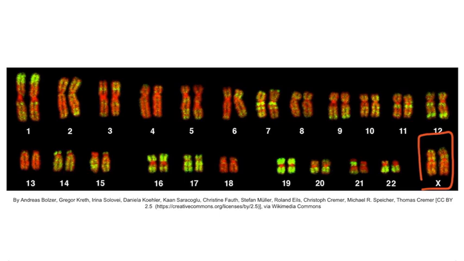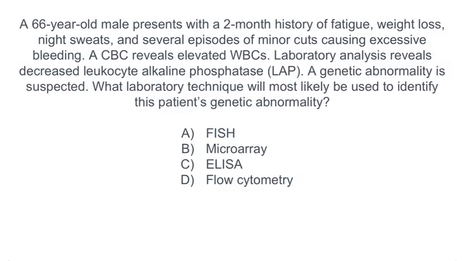Let's go through an example to see how this could be used clinically. A 66-year-old male presents with a 2-month history of fatigue, weight loss, night sweats, and several episodes of minor cuts causing excessive bleeding. A CBC reveals elevated white blood cells. Laboratory analysis reveals decreased leukocyte alkaline phosphatase. A genetic abnormality is suspected. What laboratory technique will most likely be used to identify this patient's genetic abnormality?